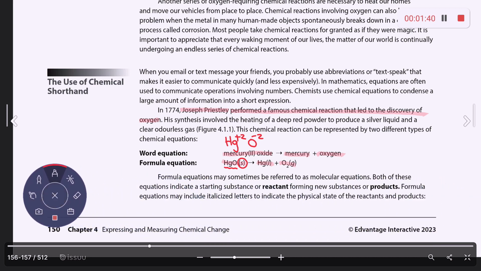Okay? So this first thing on top here is your word equation. That's where we use the names to produce an equation of what's happening. The formula equation uses the chemical formulas and the states of matter if we know what they are. On the left-hand side, whatever you start with, those are the reactants, so those are to the left of the arrow, and whatever the new substances you form to the right of the arrow, those are called the products. Okay, let's take a look at the next page.